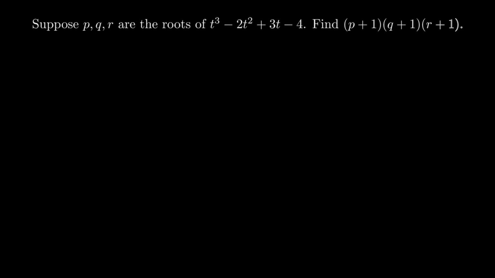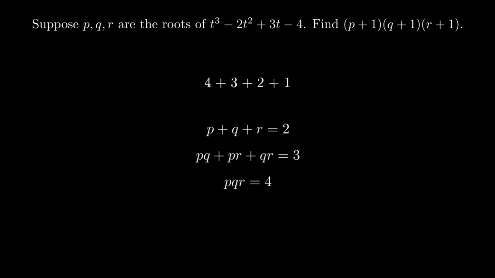Suppose p, q, and r are the roots of the polynomial t cubed minus 2t squared plus 3t minus 4. Find p plus 1 times q plus 1 times r plus 1. Multiplying it out, we see these sums appear again. Plugging in Vieta's formulas, we can find that the answer is 10.